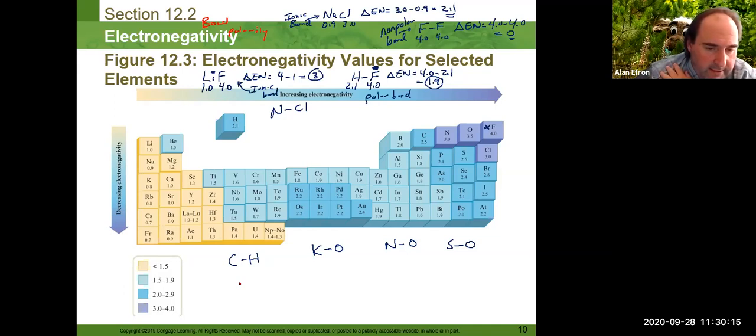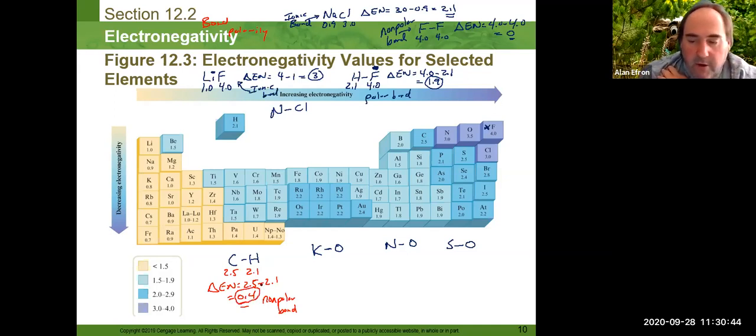So if we look at carbon here, carbon is 2.5. Hydrogen is 2.1. So when we take that difference in electronegativity, we get 2.5 minus 2.1. That is a difference of 0.4. 0.4 is still considered a nonpolar bond. That is really why the cutoff is 0.4, because pretty much all organic molecules are made up of carbons and hydrogens, and they're nonpolar, so that is sort of where the cutoff is. So that is a nonpolar bond.